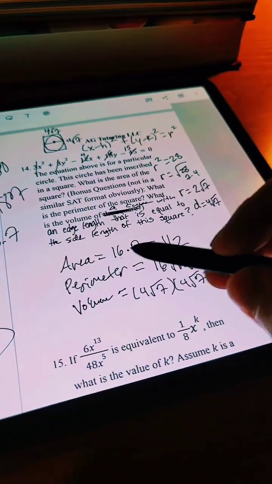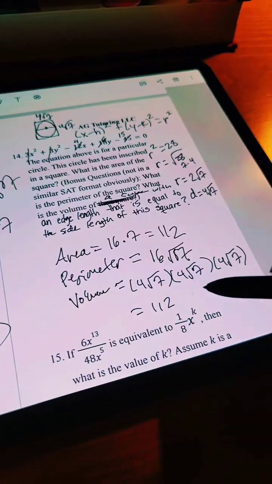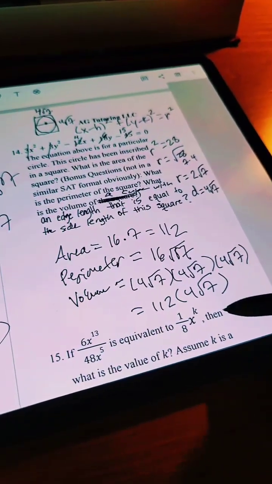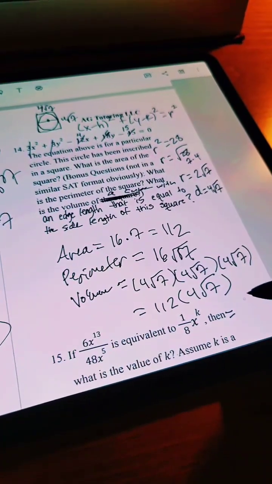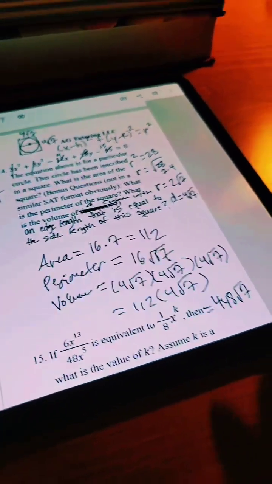Now we already did 4 root 7 times 4 root 7 and got 112. So it's going to be 112 times 4 root 7. So then that's just going to be 448 root 7.